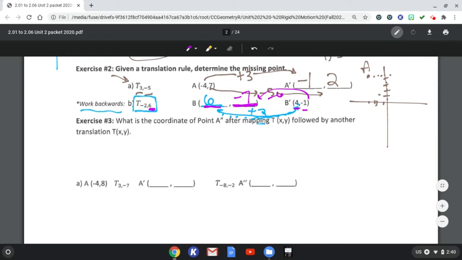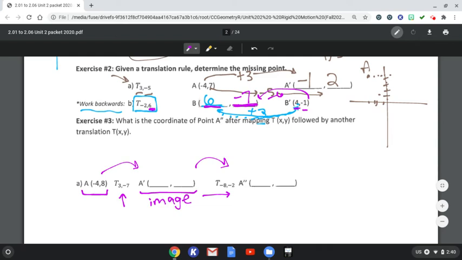Exercise 3. What is the coordinate of A double prime? So in exercise 3 here, we're starting with an ordered pair A. We're performing one translation to get the image. And then on the image, we perform another translation to get what's called A double prime. So this notation is going to be important for us, where we start with an ordered pair, we get to the image, and then we use the image to get the double image.